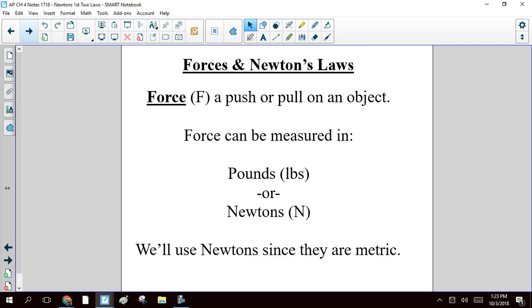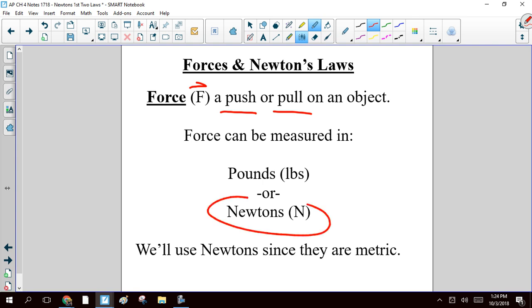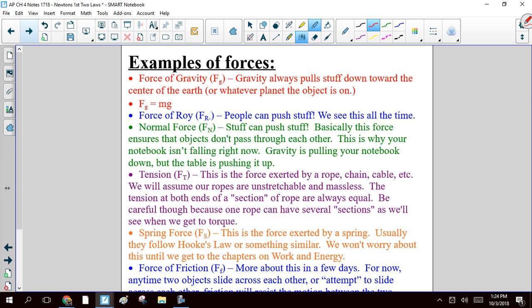First of all, remember a force. When you measure a force, you're measuring how hard you are pushing or pulling an object. Please remember it is a vector, and so it has direction. We will usually use units of newtons to measure how hard the object is being pushed or pulled. Some common examples of forces that we're going to talk about are the force of gravity, pulling an object down, the force of a person, like the force of Roy, and the normal force.